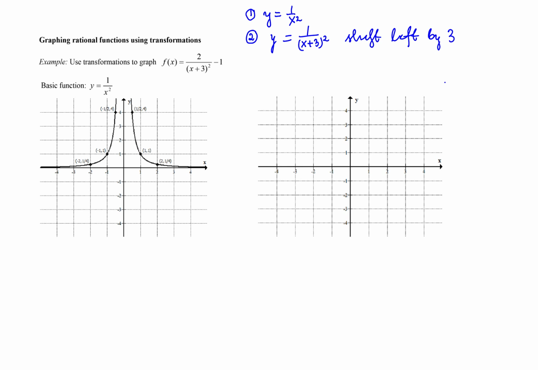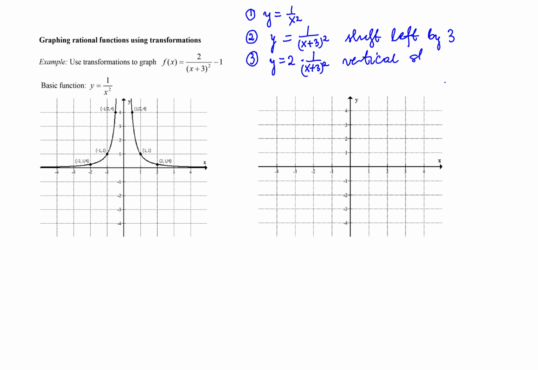Then we are looking for horizontal stretches and compression and reflection, and therefore we are looking at what is in front of the x in the formula. And there is just one. That means that there are no horizontal stretches or compression, or there is no reflection about the y-axis. So we are looking now for the vertical stretch and compression. We see that in our formula the expression 1 over (x plus 3) squared is multiplied by 2. So that means we have the vertical stretch by a factor of 2.